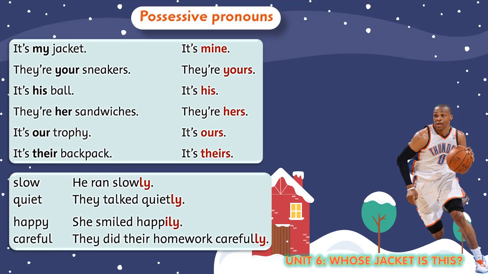And we also speak about adverbs. So how do we make an adverb? We need to add ly after the adjective. For example, with slow, we have slowly. He ran slowly. Quiet, quietly. They talk quietly. Happy, happily. She smiled happily. Careful, carefully. They did their homework carefully.